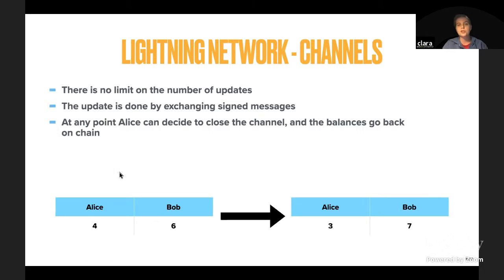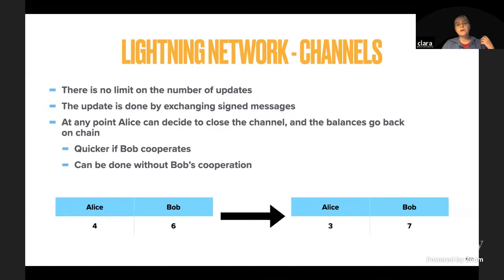So in our picture, at any point, Alice can decide to close the channel, take the 3 Bitcoin, and then Bob will get the 7 Bitcoin. If Bob cooperates, this happens quickly. If Bob doesn't cooperate, Alice will have to wait, but still, in the end, she'll get her money. So if Bob doesn't cooperate, it's just a matter of time until this happens.